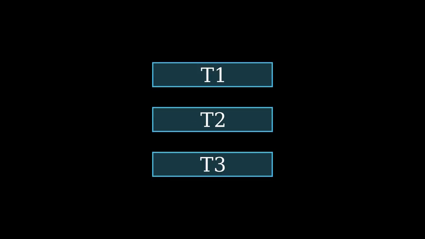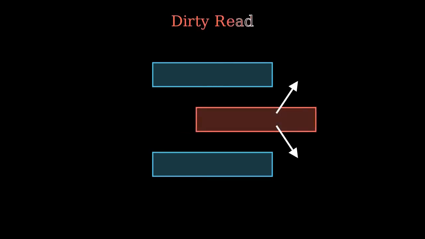Here, we represent three concurrent transactions running in the system. When a transaction reads uncommitted data from another that is still in progress, we call this a dirty read. This can lead to serious errors as incorrect information propagates.